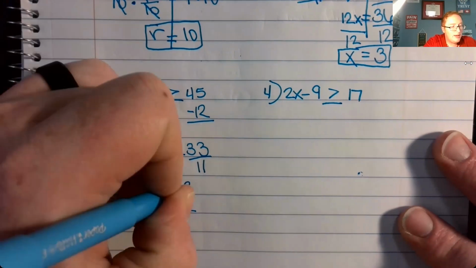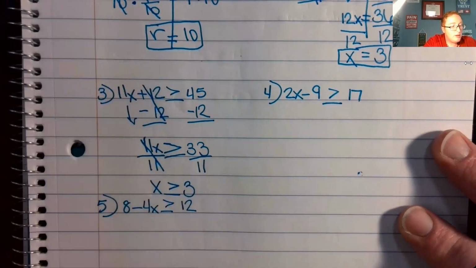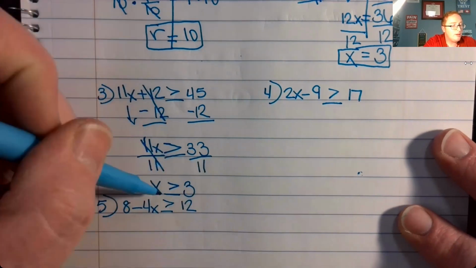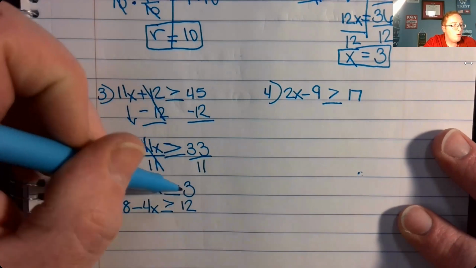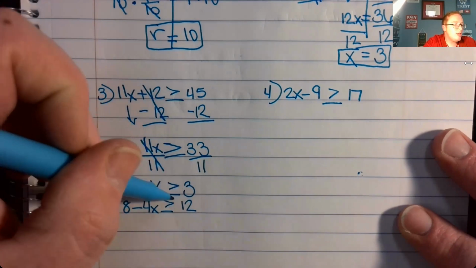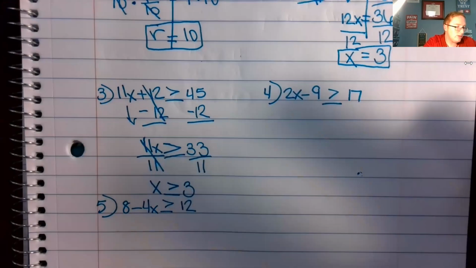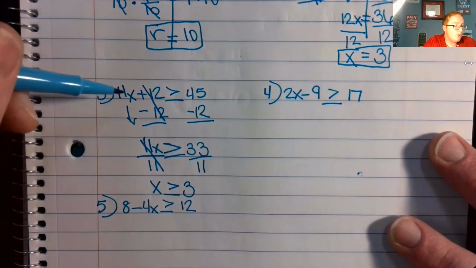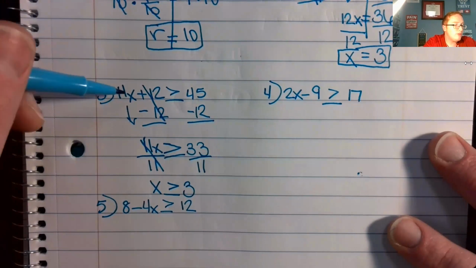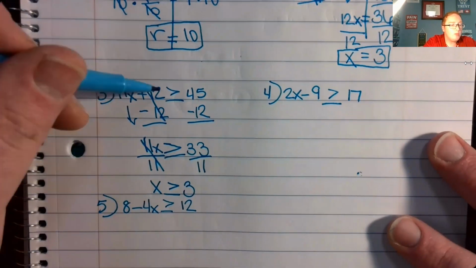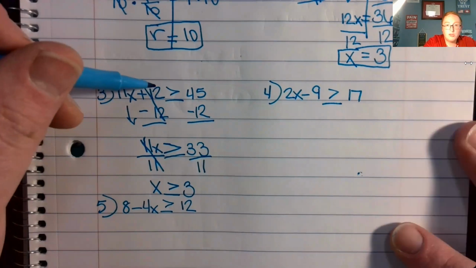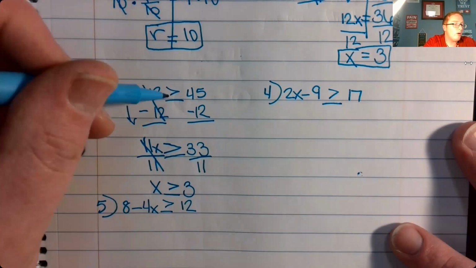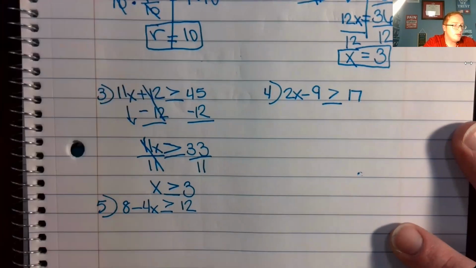Now I can plug this back in and check it. What this literally means is x can be any number that is bigger than or equal to 3. Let's just try 4 just to see if it works. Well, what is 11 times 4? 11 times 4 is 44. If I add 12 to that, well, we know 44 plus 10 is 54, plus 2 is 56. Is 56 bigger than or equal to 45? Yes, it is. So we know I got it right.